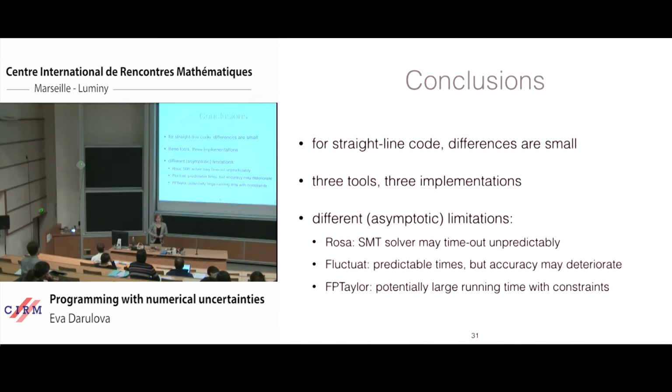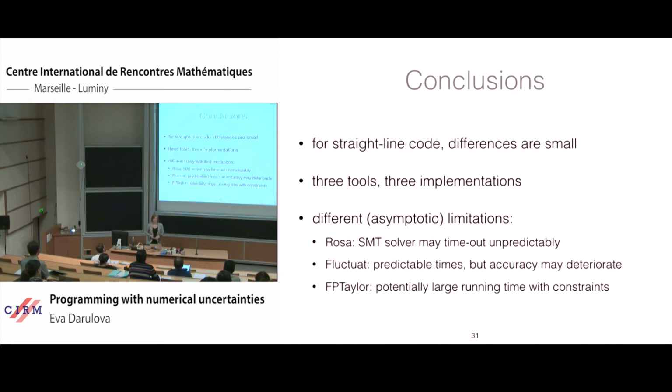What's more important is that these tools have different asymptotic implementations, so the choice of which tool you want to use is going to depend on exactly the kind of code you want to analyze. For us, the bottleneck is the SMT solver. It may time out and may time out unpredictably.